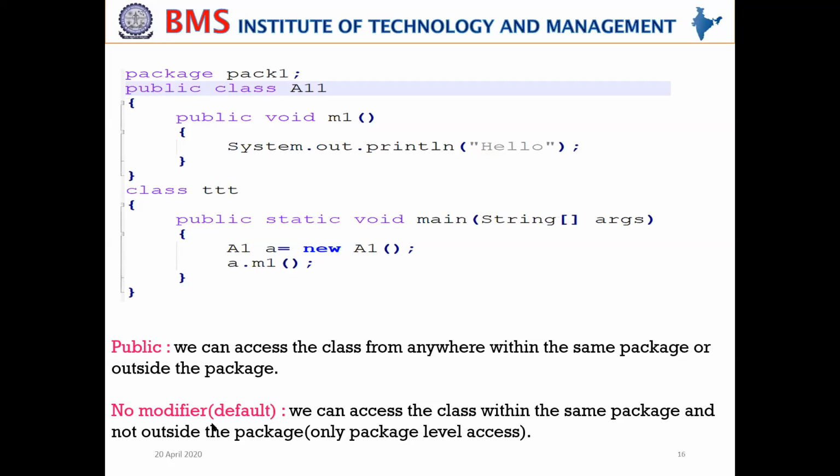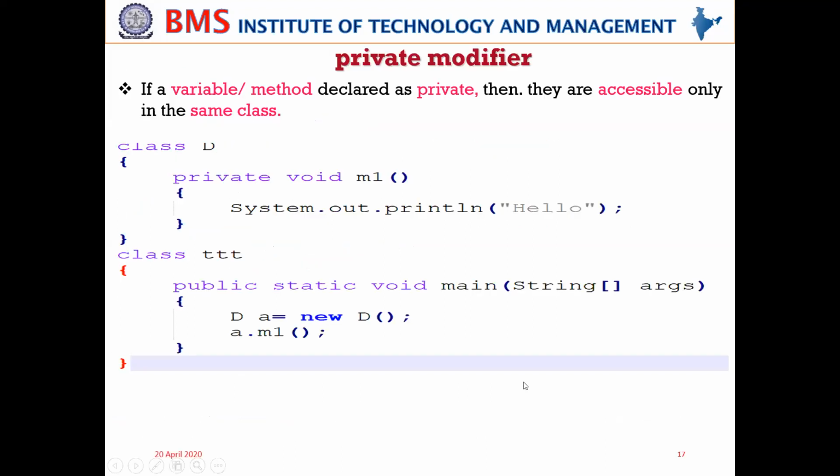If you don't specify any modifier, the default modifier will be taken. So what is the scope of a default modifier? We can access the class within the same package, but not outside the package. That's the example we have seen. Now we'll move on to the next one, that is the private modifier. We'll see that private modifier.